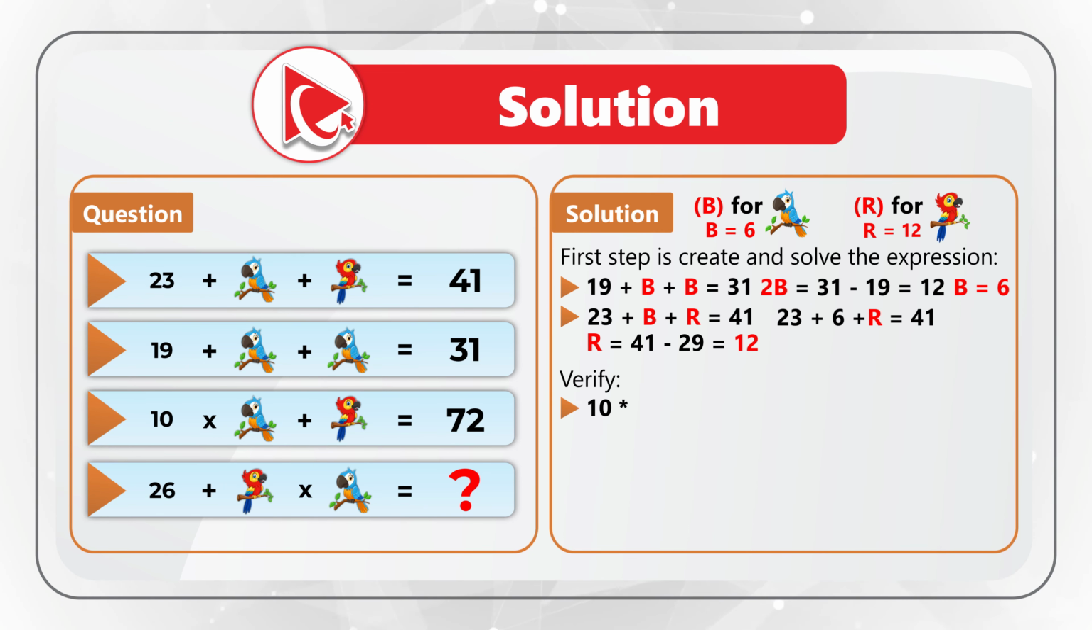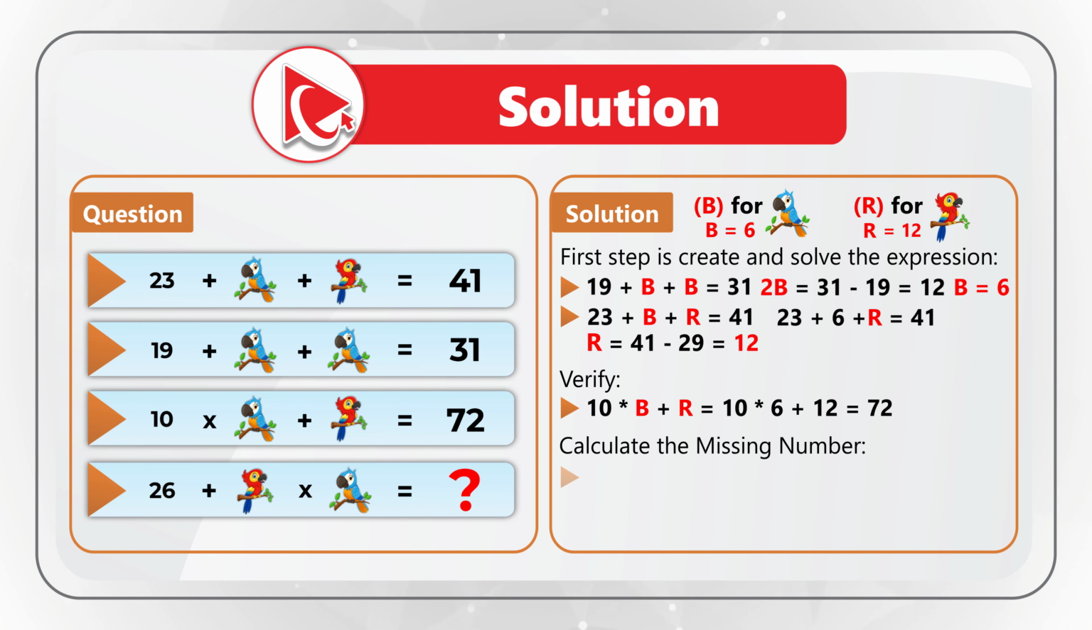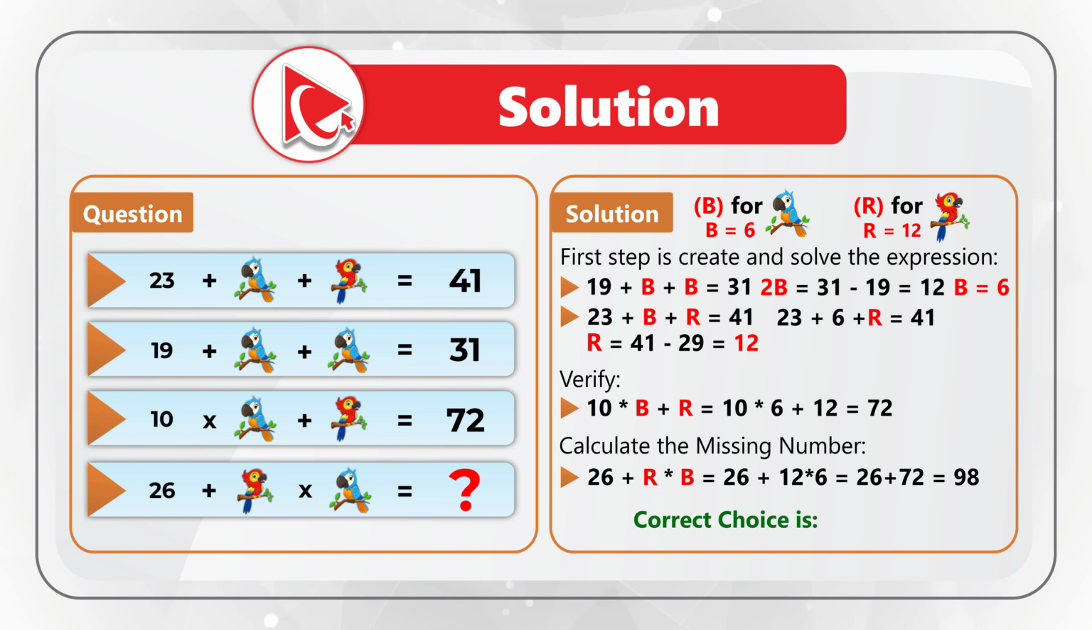10 multiplied by blue parrot B plus red parrot R equals 10 multiplied by 6 plus 12. 10 multiplied by 6 equals 60. 60 plus 12 equals 72. Now it's time to calculate the missing number. 26 plus red parrot multiplied by blue parrot equals 26 plus 12 multiplied by 6 equals 26 plus 72 equals 98. So the correct answer is choice C, 98. Hopefully you've nailed this question on your own and now know how to solve similar problems on the test.